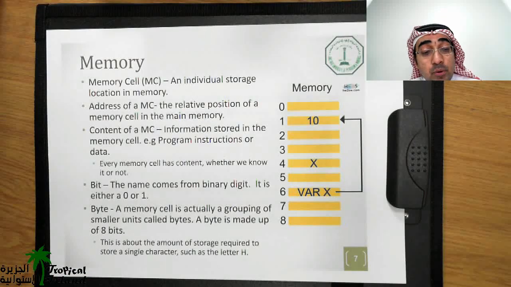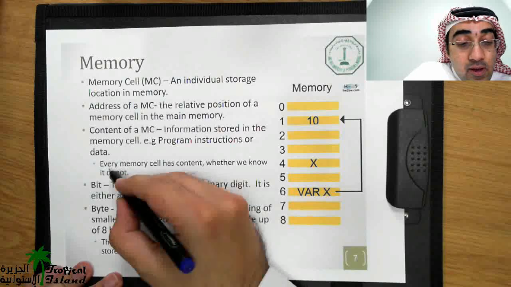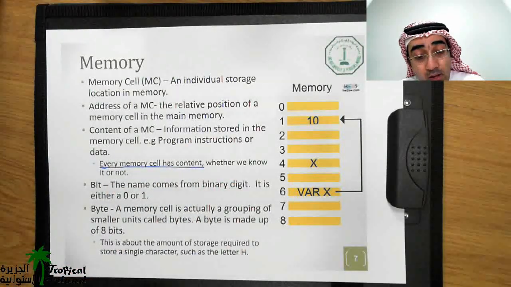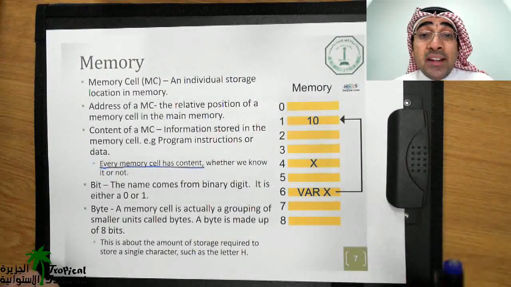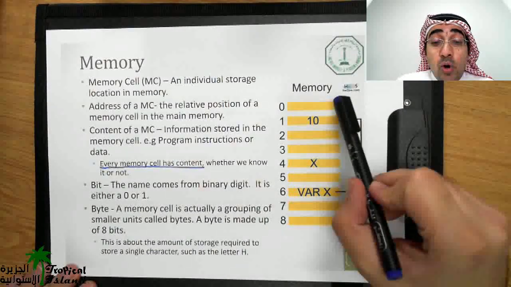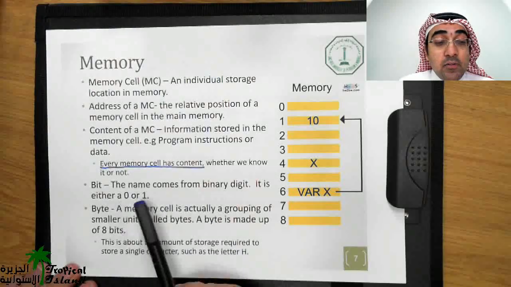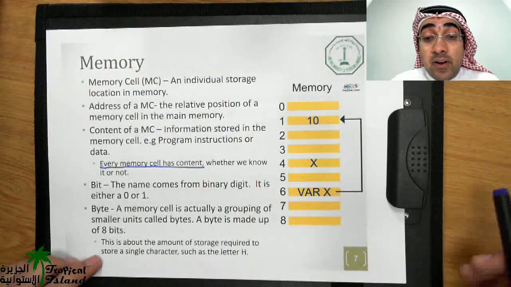Now it is very important to note that every memory cell has a content. The question is, do we know that content or not? Why does a memory cell always have a content? It's because the smallest size of a memory is a bit, and a bit can either take a value of 0 or 1. It cannot take any third value.